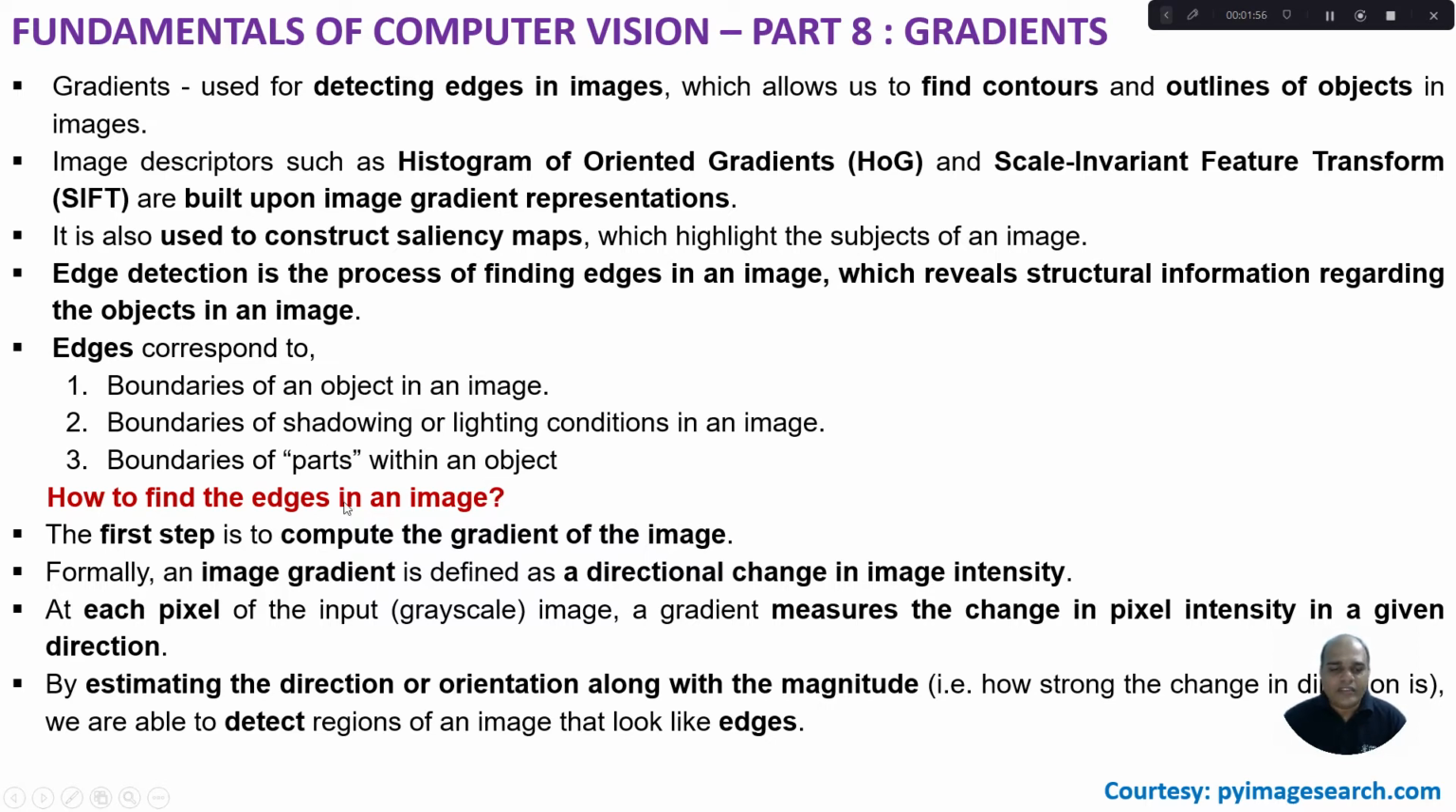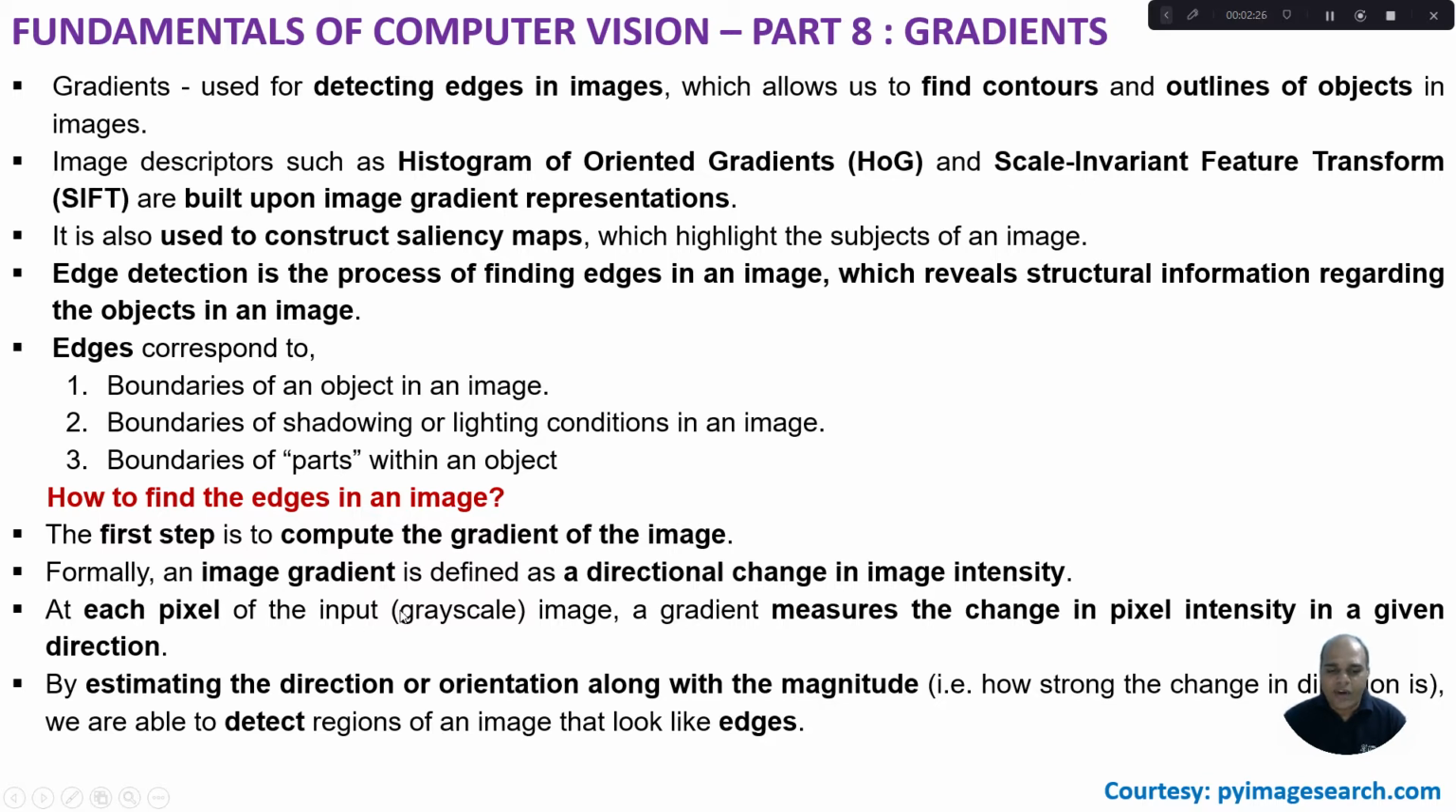How to find the edges in an image? The first step is we need to compute the gradient of an image. From the name itself, we can understand gradient means variation. So here what we do is see the variation of pixel intensity in different directions. Along the x direction, how the pixel intensity varies. Along the y direction, how the pixel intensity varies. So that is how we compute this gradient.